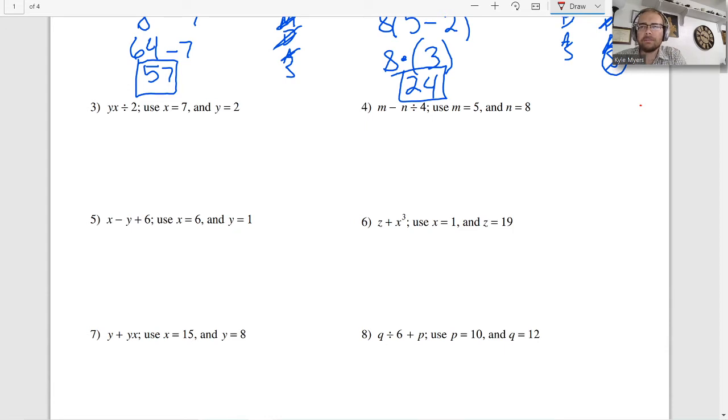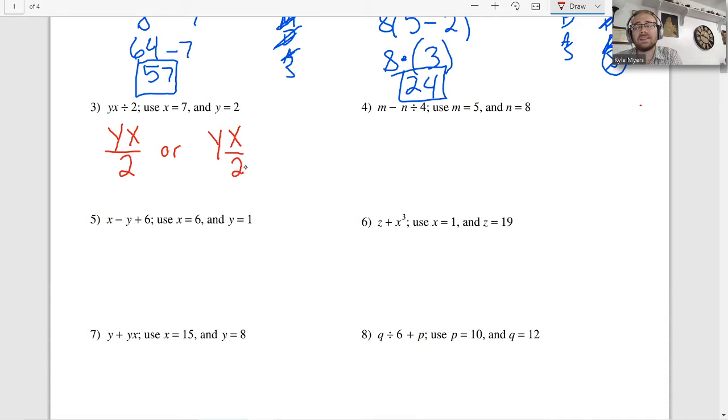Now, number 3 is a little weird because it's yx divided by 2. So I don't really like when they use division signs. I'd rather they just use fraction bars. And here's why. This could mean this, or it could mean this.